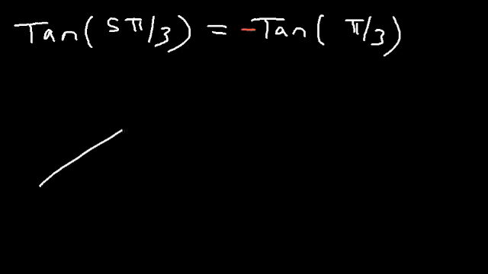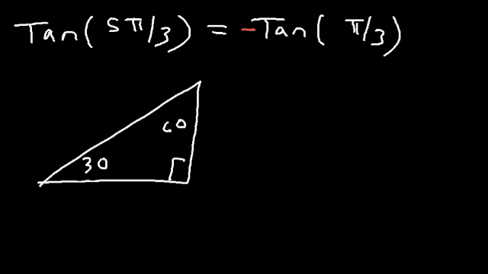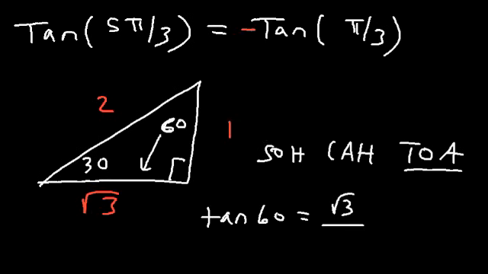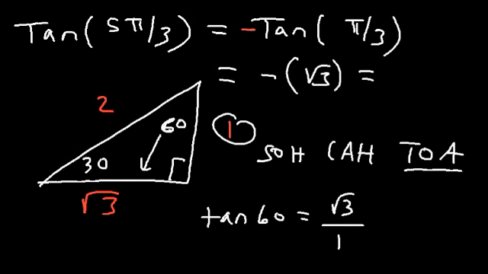So now let's use the 30, 60, 90 triangle to find out what tan pi over 3 is, or tangent of 60 degrees. Across the 30 is 1, across the 60 is root 3, across the 90 is 2. Now we're looking for tangent of 60. And according to SOHCAHTOA, if we focus on the TOA part, tangent is opposite over adjacent. Opposite to 60 is root 3, and adjacent to 60 is 1. So tan 60 is simply root 3. So tan 5 pi over 3 is going to be negative times root 3. So that's the answer, negative root 3. That's tangent 5 pi over 3.